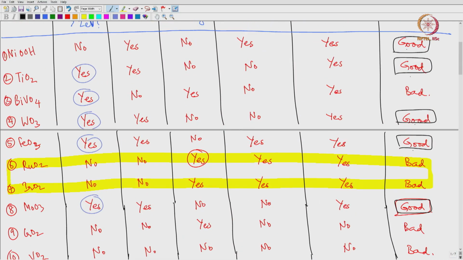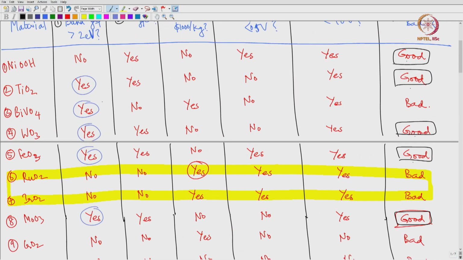Okay. So out of these yeses which I have circled here, how many are good? This yes is good, this yes is bad, this yes is also good, this yes is good, so 3, and then this yes is good. So you can see that out of the 5 yeses for band gap greater than 2 eV, 4 of them are good and only 1 is bad.